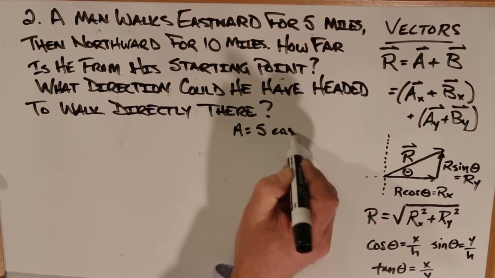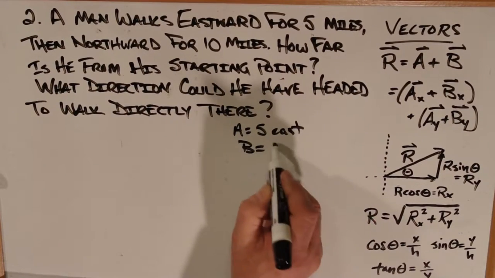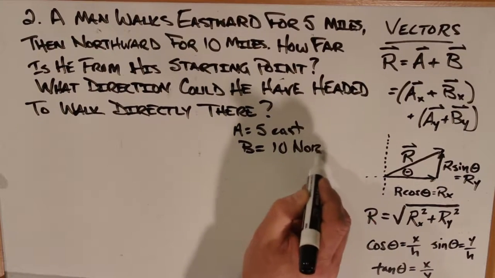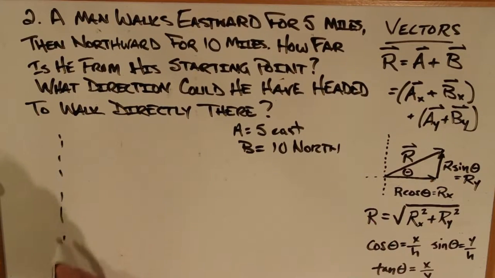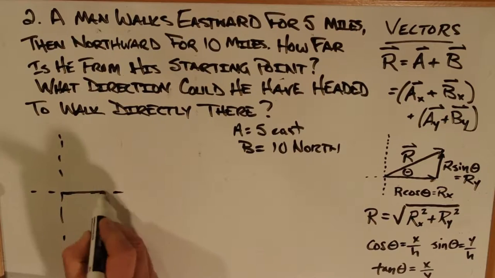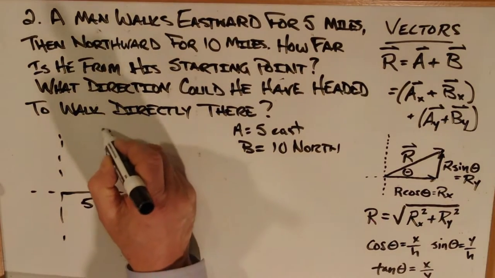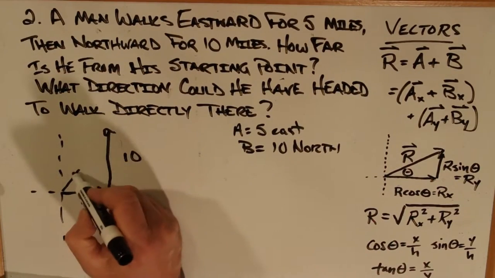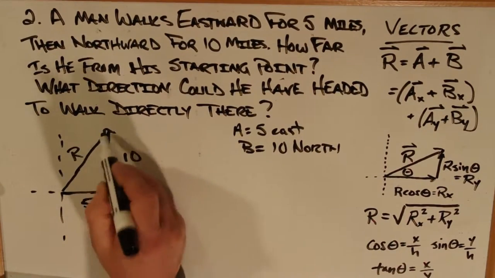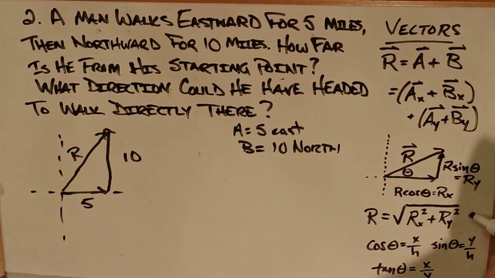Here we can consider the vector A to be 5 east and the vector B to be 10 north. It's always helpful to draw a picture when we're doing problems like this, to put something on a set of Cartesian coordinates. So with an xy axis, we have A being 5 east and B being 10 north. We're looking for this vector, the resultant one. We're looking for the magnitude of that. That'll tell us how far he traveled.